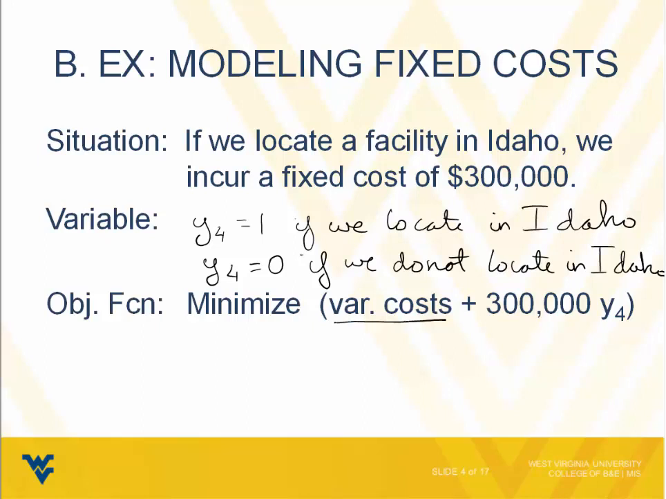So we have our usual variable costs. So say this is a transportation problem. We have our transportation costs, right? All the lanes times the cost of transporting on those lanes. And then what we have is the fixed cost multiplied by the binary variable. That's added to the objective function. It's pretty straightforward, right? Okay.